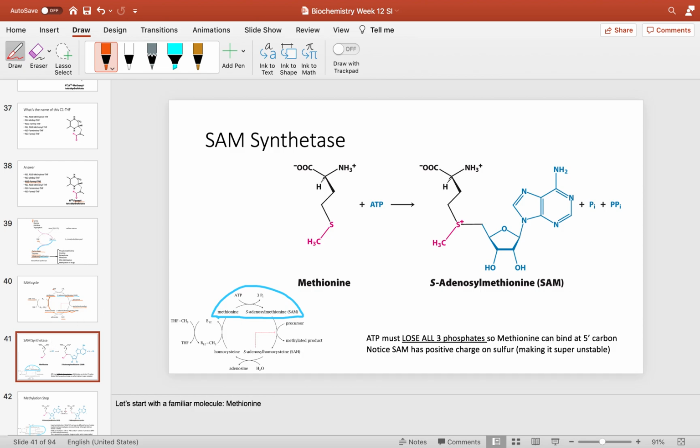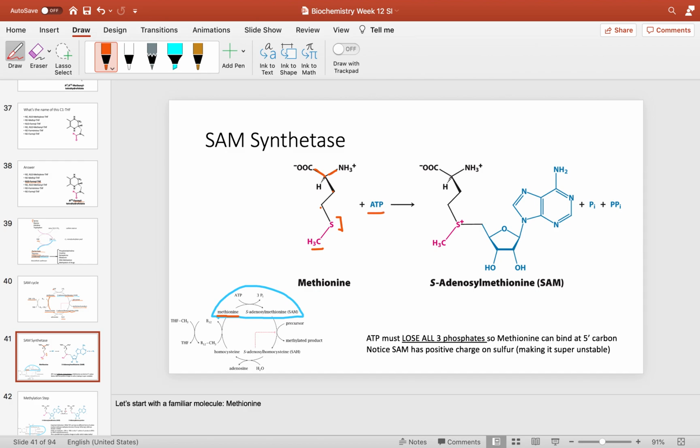Alright, so let's look at this step by step. On the bottom left, I have that diagram I just showed you guys. So we'll be starting with this familiar molecule, which is methionine. On the left here, we have methionine. Remember, this is the alpha carbon. We have our amino group and our carboxylic acid, which forms this backbone. 2 carbons in the R group, a sulfur, and then a methyl group sticking off the sulfur. So that's the classical methionine structure.